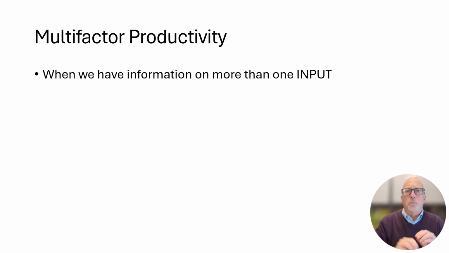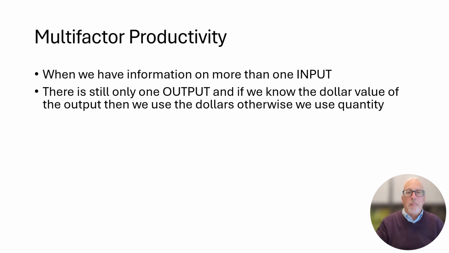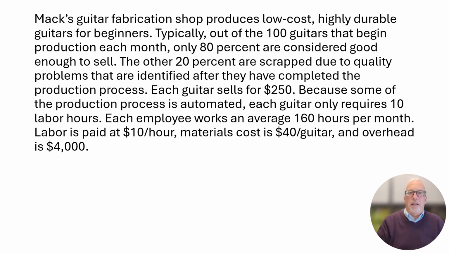And the difference is we have information on more than one input. So rather than just knowing the labor hours, we know more. There's still only one real output. It might be in seconds at first, so we might have to do a little multiplication, but still we're going to look at a single body of output that we have that week.